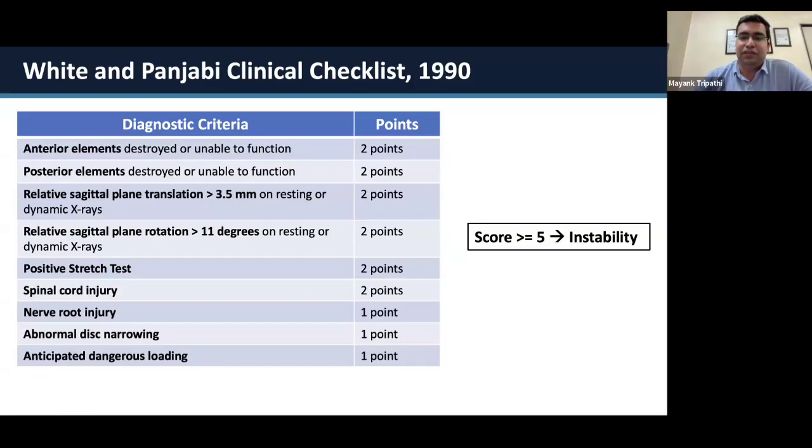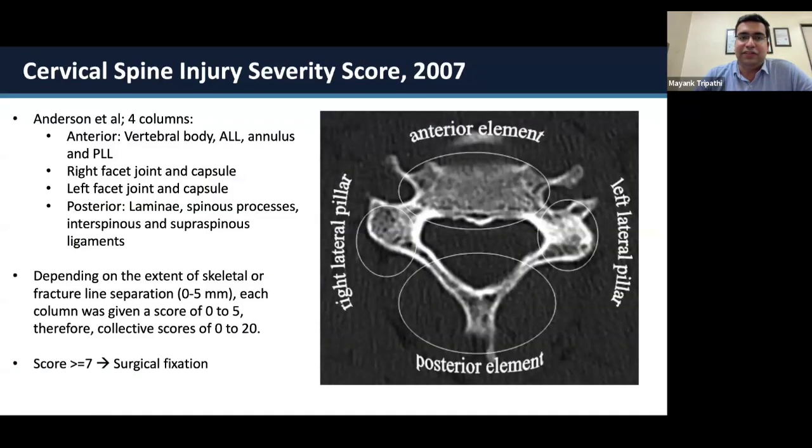The cervical spine was stretched under controlled condition and looked for the increase in the space between two vertebrae. That was the positive stretch test. For this 2 points were given, and for spinal cord injury, again 2 points. For the nerve root injury, abnormal disc narrowing, and anticipated dangerous mechanism of injury, 1 point each was given. As per this checklist, if the score was more than or equal to 5, it was suggestive of instability in the cervical spine.